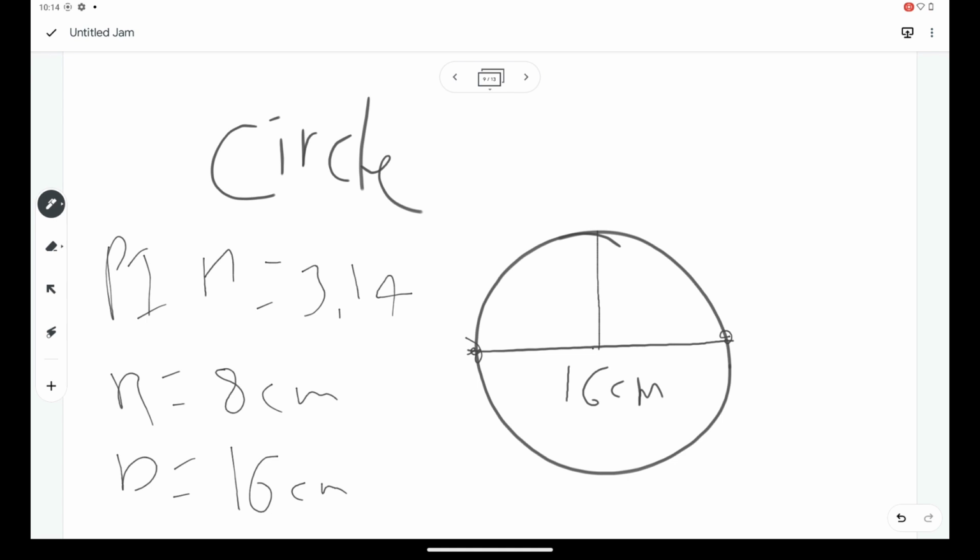Now, with that being said, the calculation to work out the area of a circle is pi times radius squared. So the first thing we need to do is calculate what the radius is. I've already done it for you. It's 8 centimeters. Sometimes you will have to do this yourself, when the question will just give you the diameter and you'll have to calculate the radius yourself. So radius squared, 8 times 8 is 64.